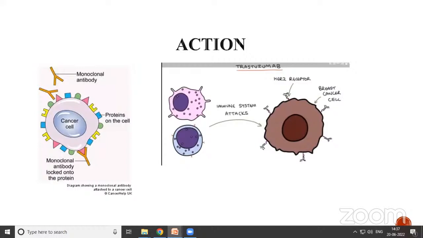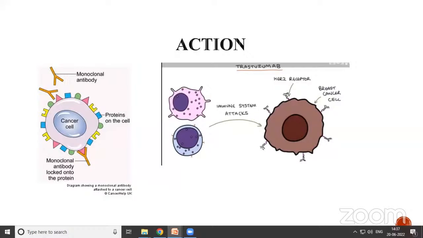Action of monoclonal antibodies in cancer cells. Normally in cells, expression of epidermal growth factor is low and there is a high amount of major histocompatibility complex. What is major histocompatibility complex? It binds peptide fragments derived from pathogens and displays them on the cell surface for recognition by appropriate T cells. In cancer cells, there will be a greater amount of epidermal growth factor and very few MHC complexes.